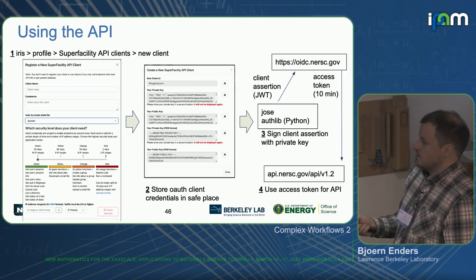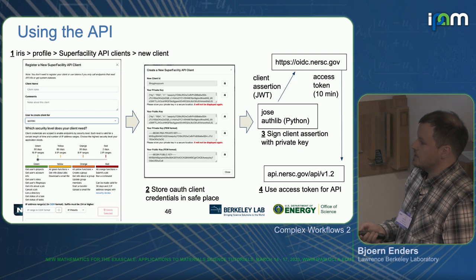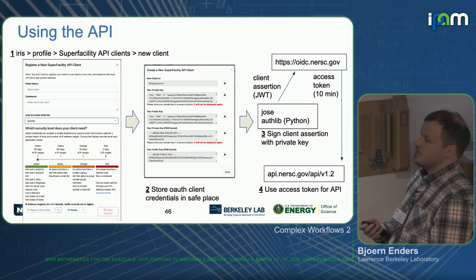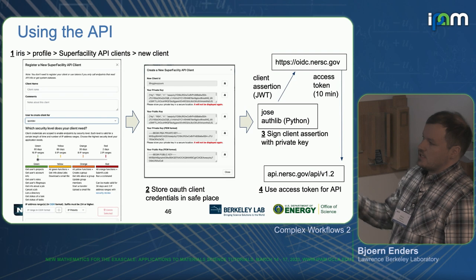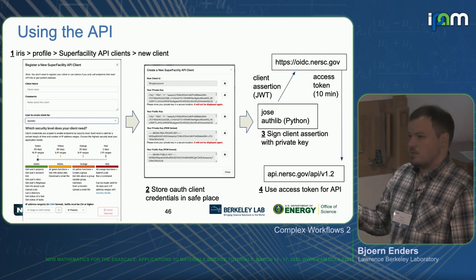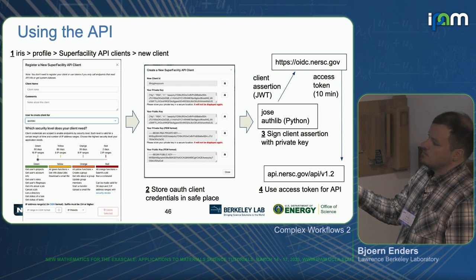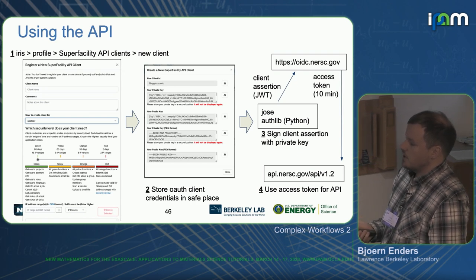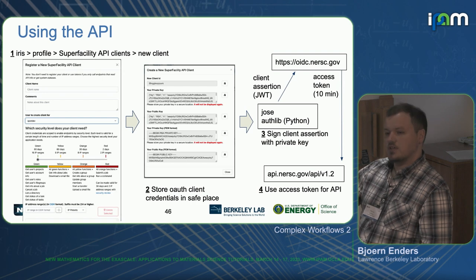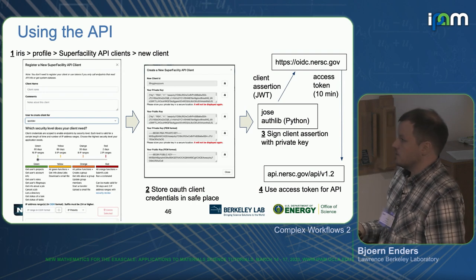So it's a process. You get your client, you get your credentials, and then use a standard library to sign a client assertion, and this is then exchanged for a short-term access token, and that token you will use in the API. And actually, if you go to the UI page, api.nersc.gov version 1.2, then you can use the token in there, and then you can already interact through the UI with NERSC.